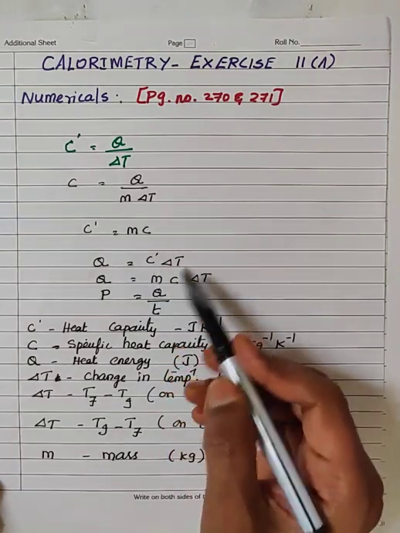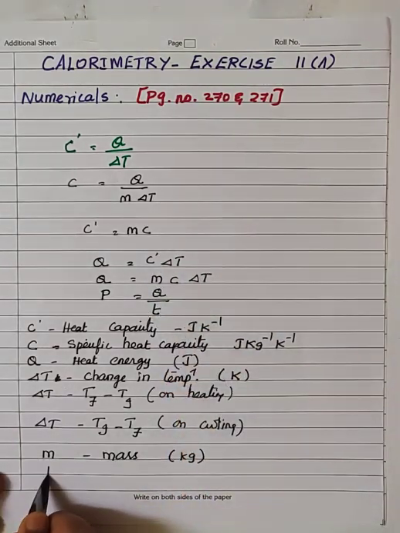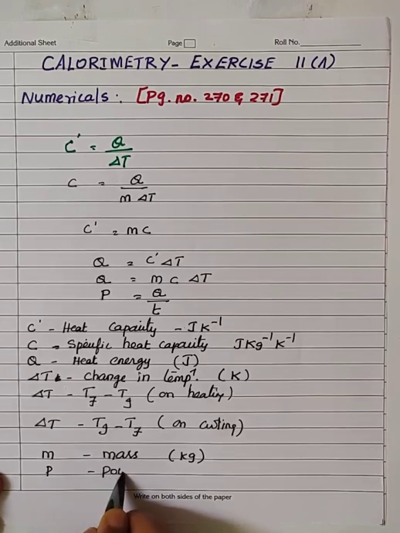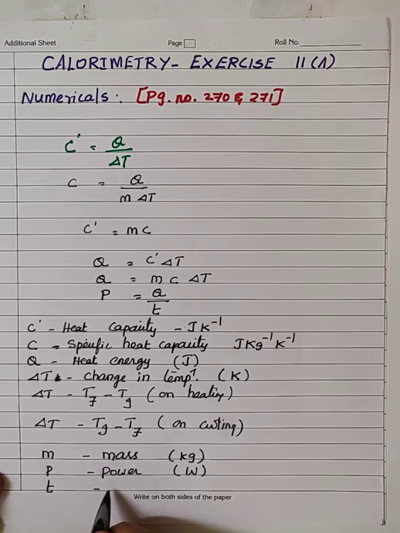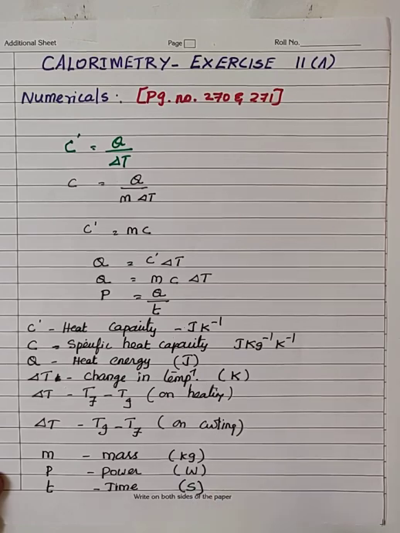Next one, P. P represents power. The SI unit of power is watt, which is represented by the symbol W. Small t represents time. Capital T we have used for temperature. Small t we are using to represent time. The SI unit of time is second.